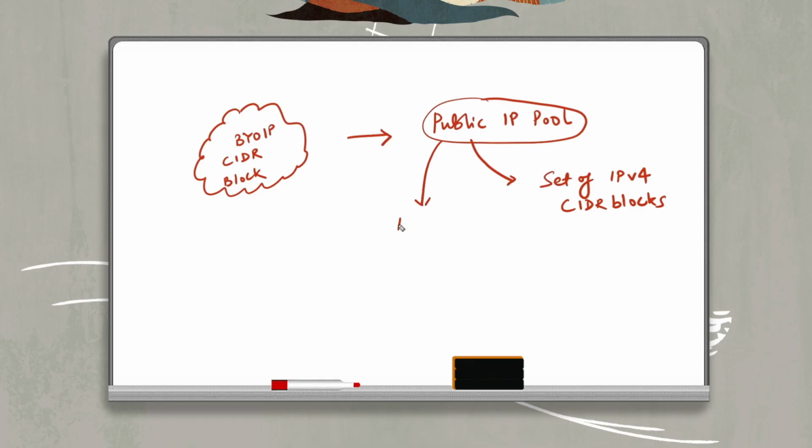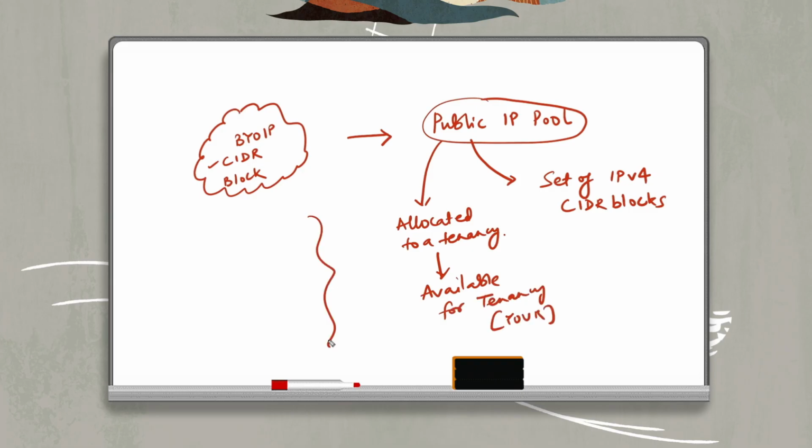Because it is allocated to a tenancy. So it is allocated to a tenancy, and it can be a part of the bring your own IP CIDR block, or it might be the entire bring your own IP CIDR block. When I say allocated to a tenancy, it basically means that it is available only for your tenancy.